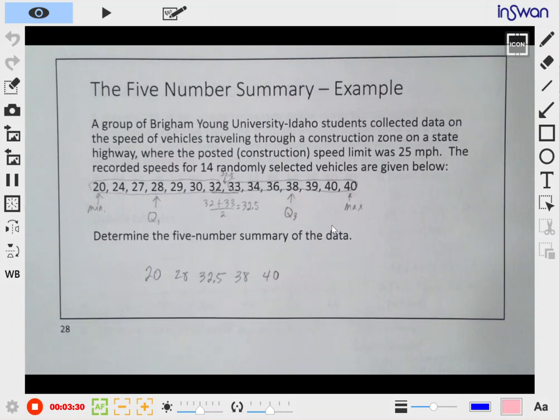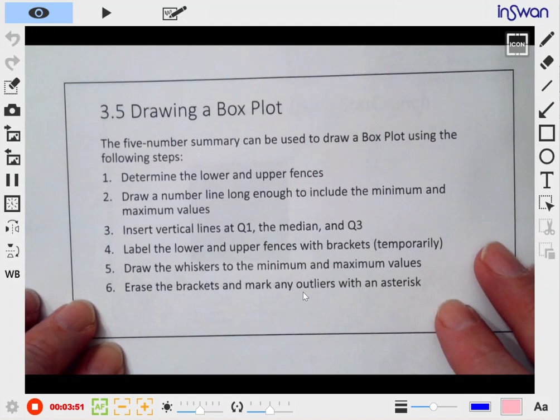And so our 5 number summary is written this way: 20, 28, 32.5, 38, and 40. And so we just write the numbers out and put some space in between, and people that are doing statistics know what those 5 numbers mean. So let's go ahead and move on to drawing a box plot.